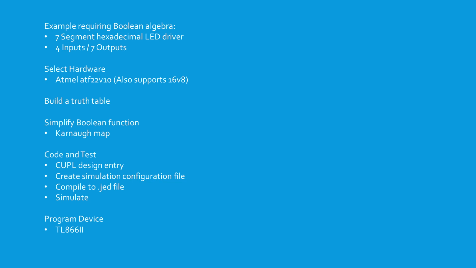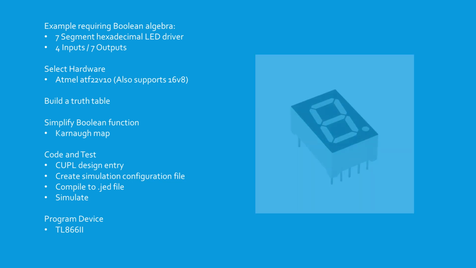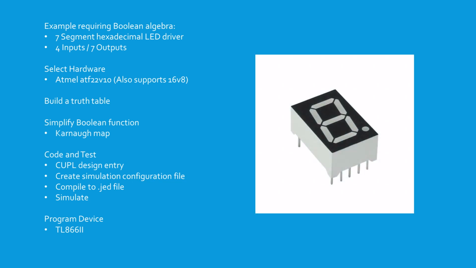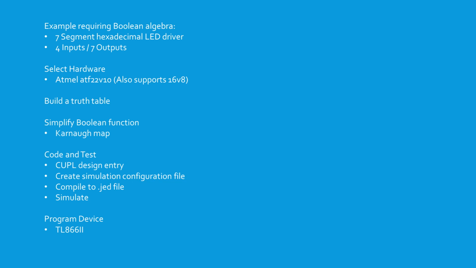This example logic will take 4-bit inputs and produce a 7-bit output pattern to drive the proper LED segments. This function requires no state and therefore is purely a combinatorial Boolean function, perfect for my learning. Adding state to the programmable device functions is achievable, but will be a task for a more advanced video.